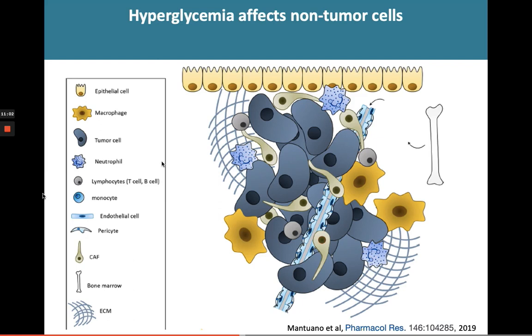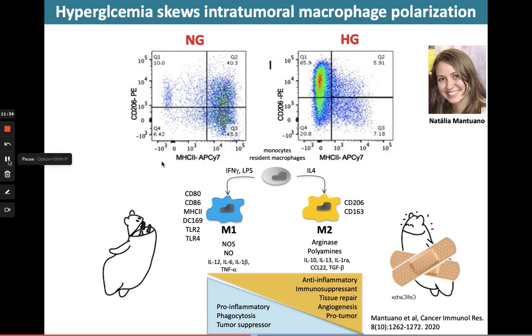Okay, and what about the other cells present in the tumor? The tumor microenvironment presents non-tumoral cells such as macrophages, epithelial cells, and endothelial cells that could be affected by the hyperglycemia. So we wanted to see if the high glucose could impact the anti-tumoral effect of these cells. We then analyzed the tumor infiltrating cells, and the most remarkable change observed was in the macrophage polarization.